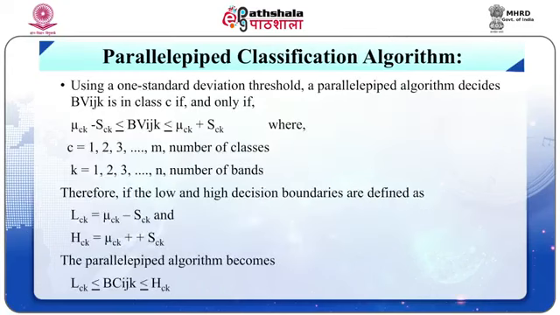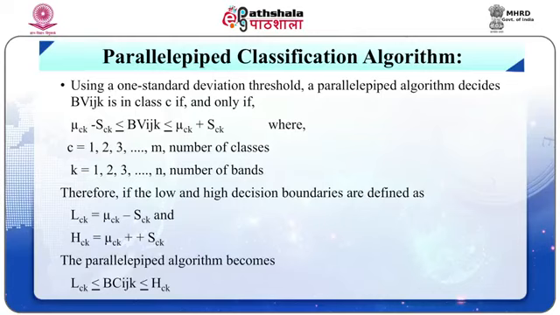Using a 1 standard deviation threshold, a parallelepiped algorithm decides that brightness value BVijk is in class c if and only if mu ck minus Sck is less than or equal to the brightness value of the ith row, jth column in the kth band, which is less than or equal to mu ck plus Sck, where c equals 1, 2, 3 up to m number of classes, and k is the band number.